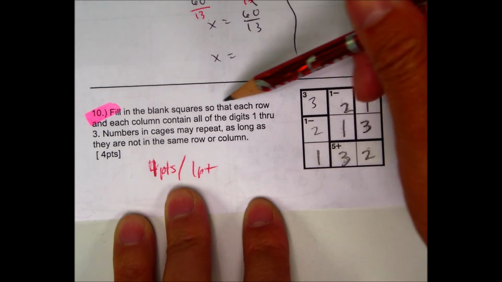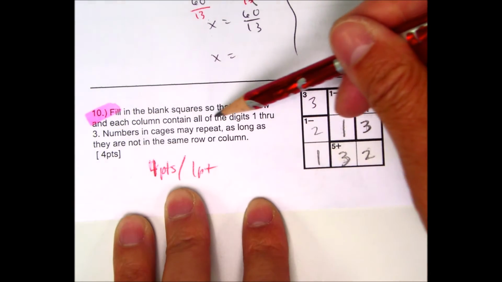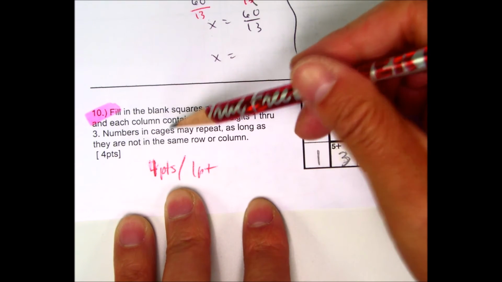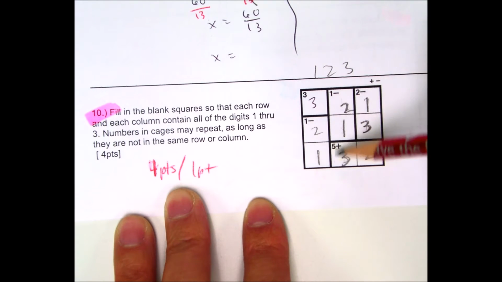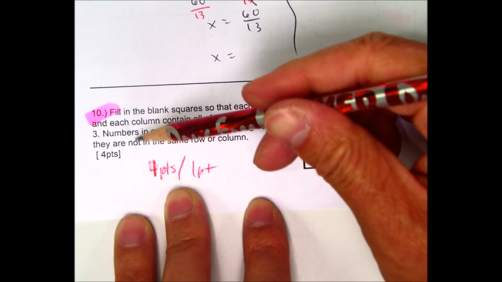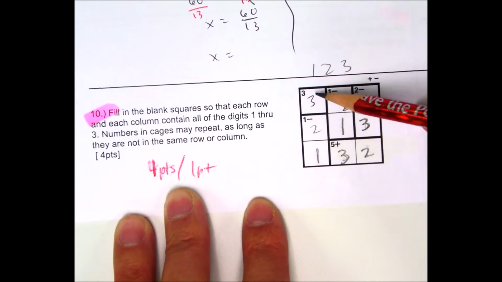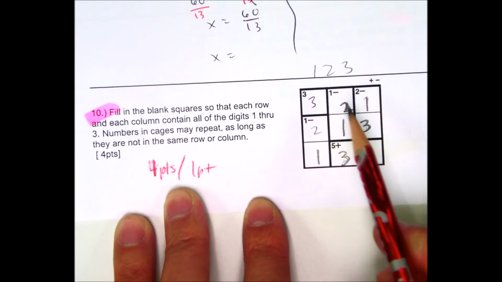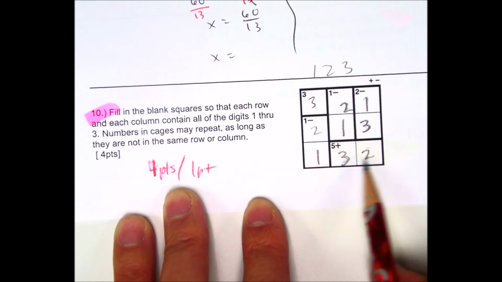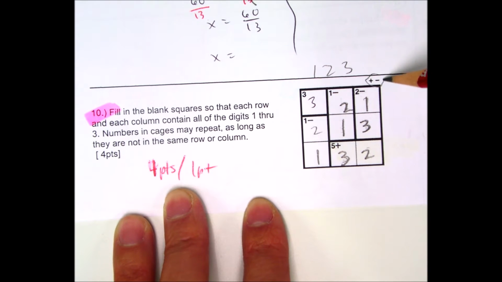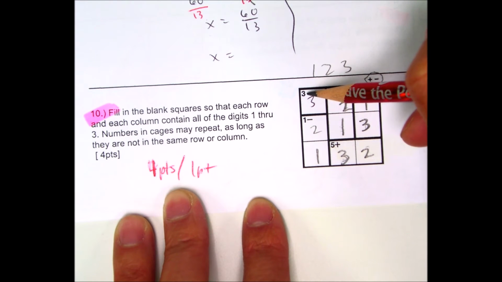Fill in the blank squares so that each row and each column contain all the digits 1, 2, and 3. Numbers in the cages. Cages are the darkened ones. As long as they are not in the same row or column. So I need the numbers 1 to 3, 1 to 3, 1 to 3. And notice how there's no repeating numbers in each row or column. They tell you a math operation. This puzzle is plus and minus. This one is the freebie because there's no plus or minus there.